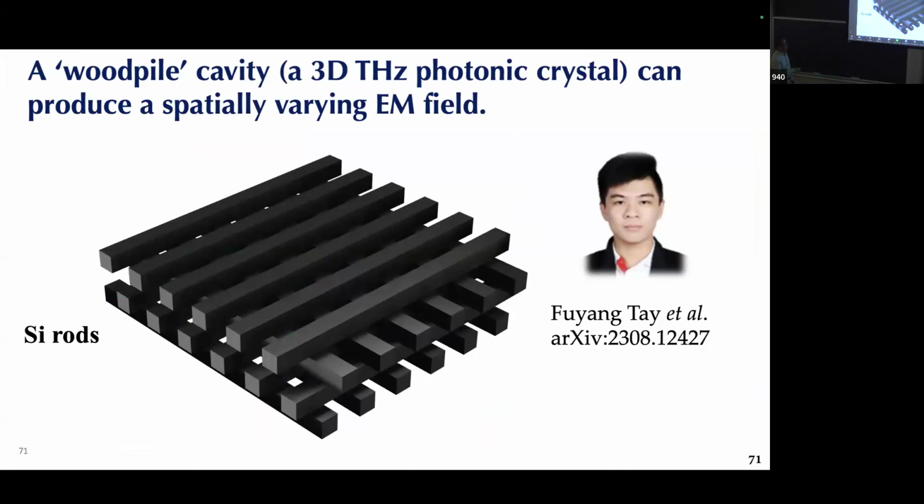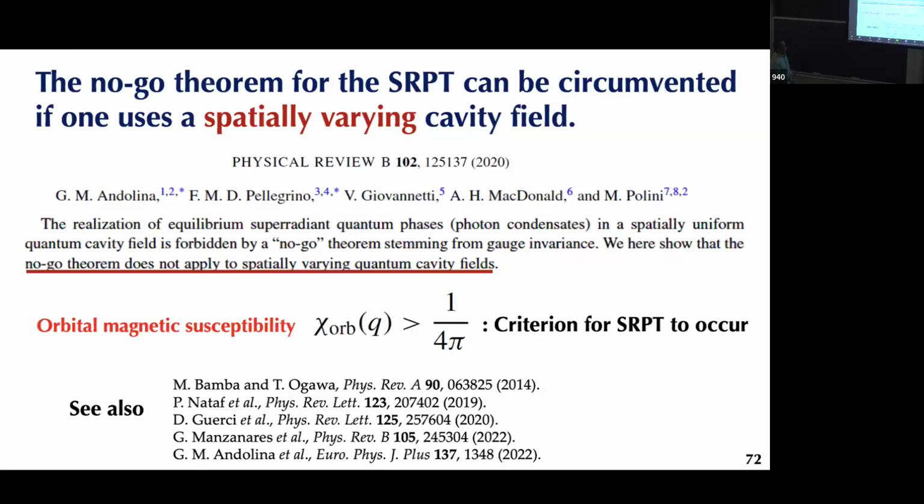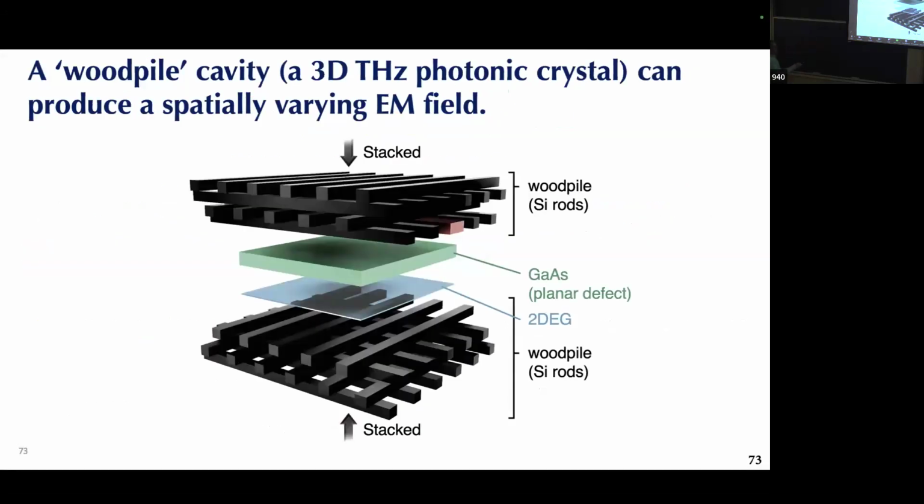We're also using this kind of three-dimensional photonic crystal cavities. The original motivation came from this particular theory paper. This is to circumvent the no-go theorem. According to these people, the no-go theorem can be circumvented when you have non-uniform magnetic fields, or periodic electromagnetic fields, which can be produced when you have a three-dimensional photonic crystal cavity. So that's exactly what we have.